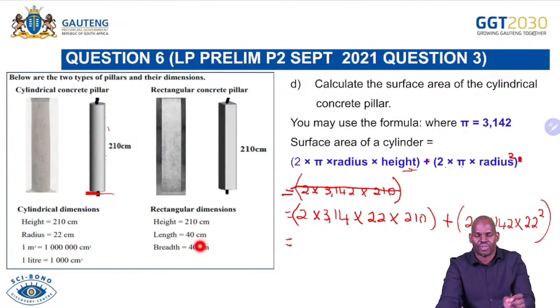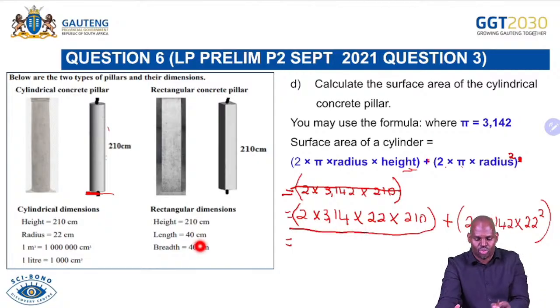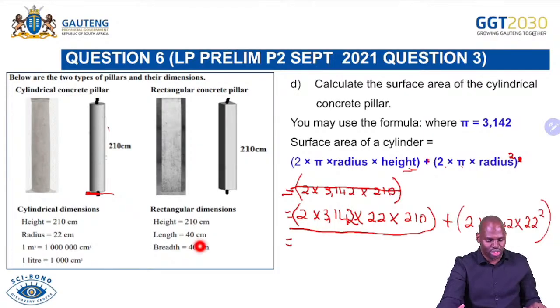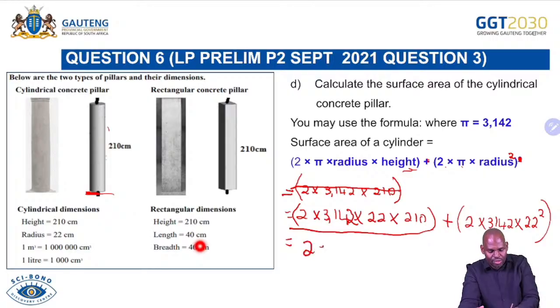Now let us simplify, part by part. We can simplify the first part. So the first one is 2 times 3.142 times 22 times 210. So the answer that I'm getting is 29,032.08.